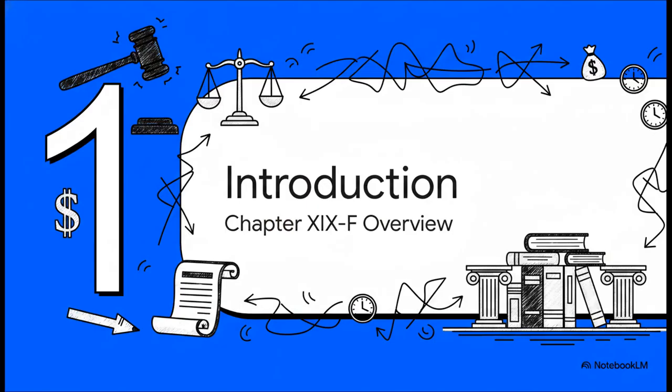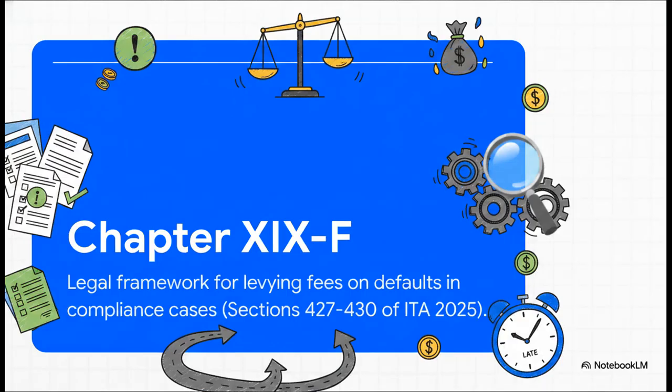Okay, starting off with Section 1, Introduction to Chapter 19-F. So what exactly is Chapter 19F? Well, it's the specific legal framework within the Income Tax Act 2025 that governs the levy of fees for defaults in certain compliance cases. Spanning sections 427 to 430, the overarching objective of this chapter isn't just to penalize people. It's genuinely there to enforce timely compliance and enhance voluntary adherence to the law. As we transition from the old regime, this chapter ensures that the consequences for late filings, whether that's for statements or returns, are clearly defined and structurally straightforward.